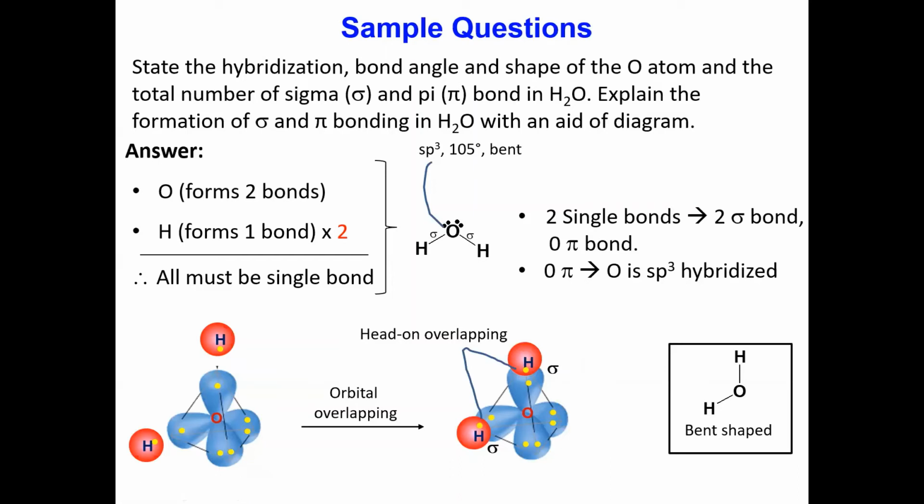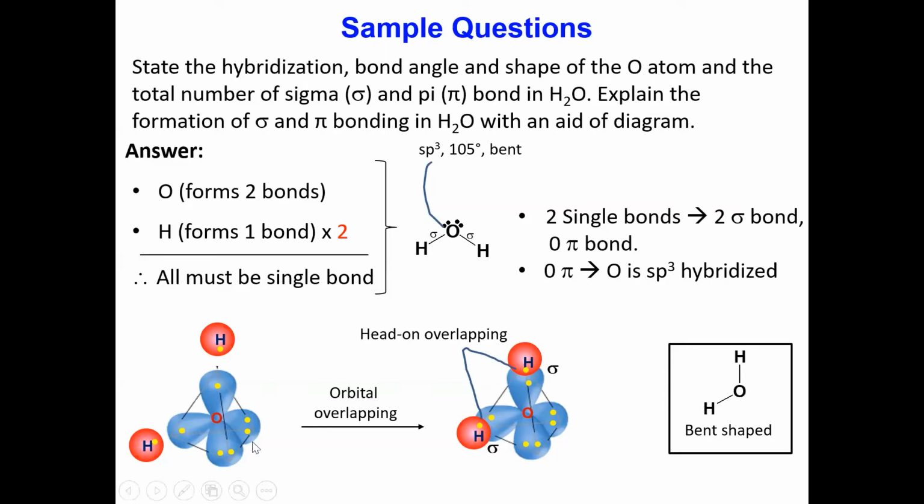So for the oxygen here, it's all single bonds. Remember, for single bonds, it's all sp3 hybridization. Okay? And it's all sigma bonds. All single bonds are sigma bonds. And the angle is 105 degrees and the shape is bent.